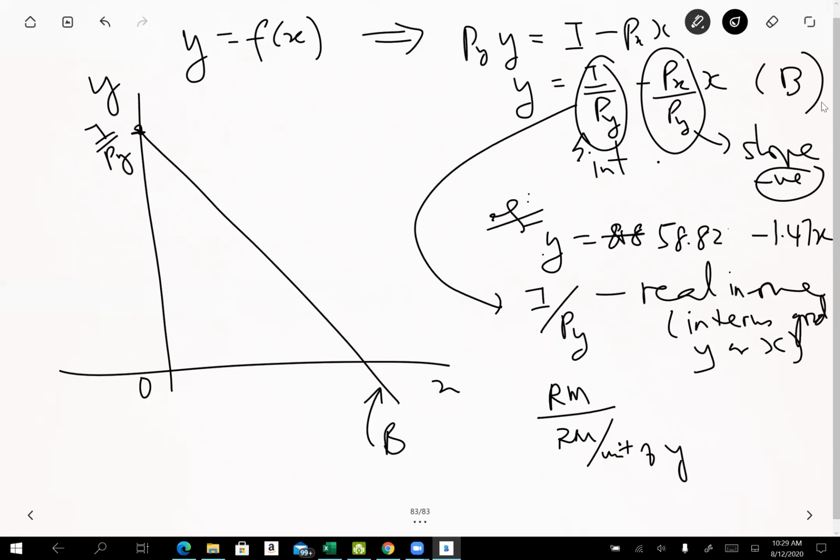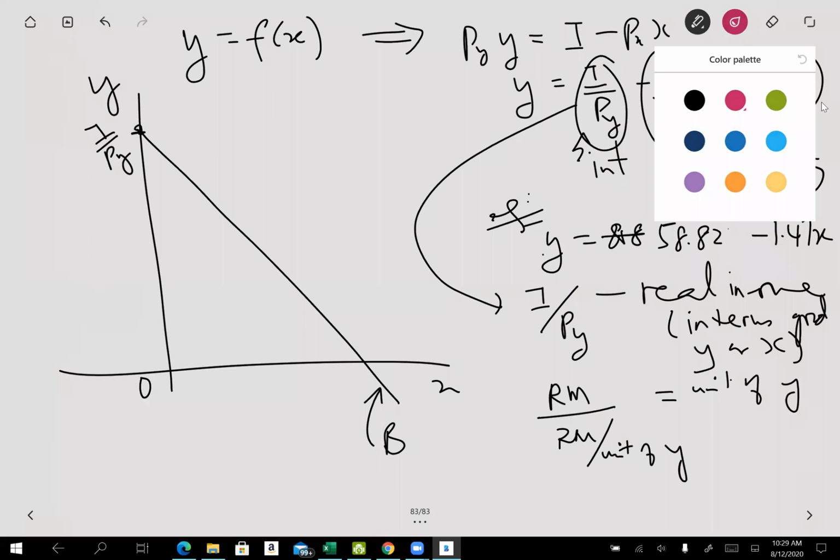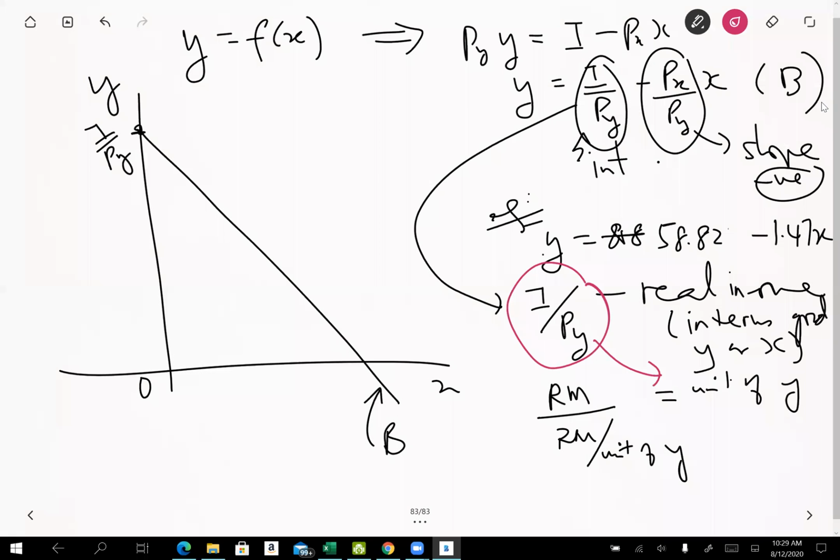Okay. So you divide that. What we have is unit of y. So I over PY is the real income in y. Okay, I over PY is your real income in terms of y. It's not in terms of money. So what I get is, for that example, the real income I over PY is equal to 58.82. What is this? This is units of y.